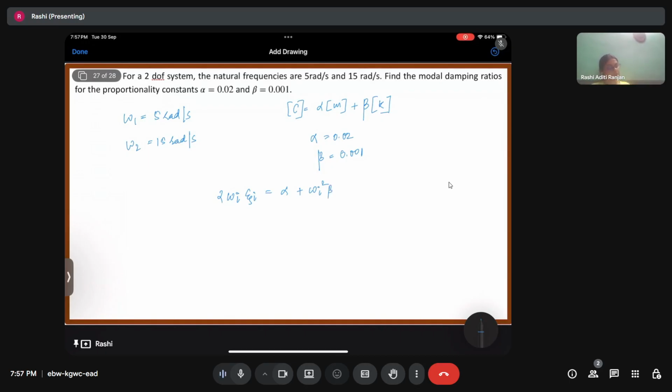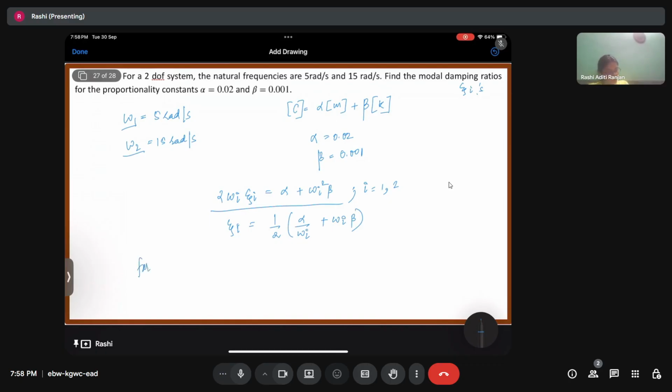So this is the equation that we have. Now the question says, find the modal damping ratios, which are the eta i's, for the given proportionality constants alpha and beta. We already have the values of omega i, which is omega 1 and omega 2, for i equal to 1, 2. So this eta i is 1 by 2 into (alpha by omega i plus omega i into beta). Alpha and beta values we know.